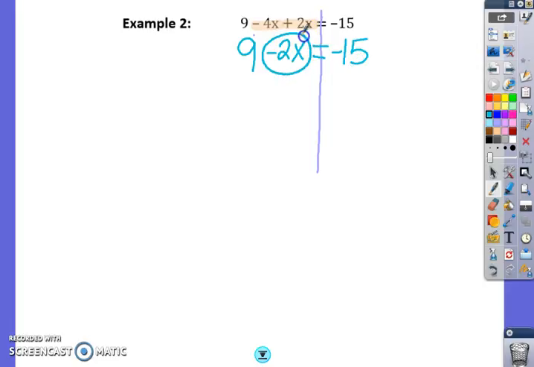Then I'm going to go ahead and solve my equation. I got this by itself. So this is a positive 9. So how to get rid of a positive 9? Do a negative 9 on both sides.